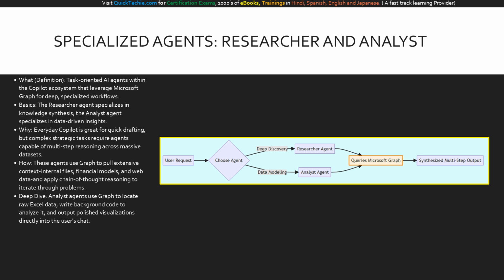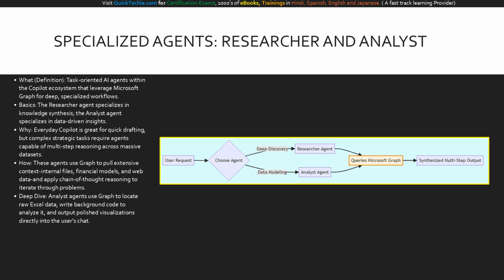The deep dive here is spectacular. An Analyst agent can use Graph to locate raw financial data in Excel, autonomously write and execute code in the background to identify trends, and output a polished, highly accurate visualization right into your team's chat.